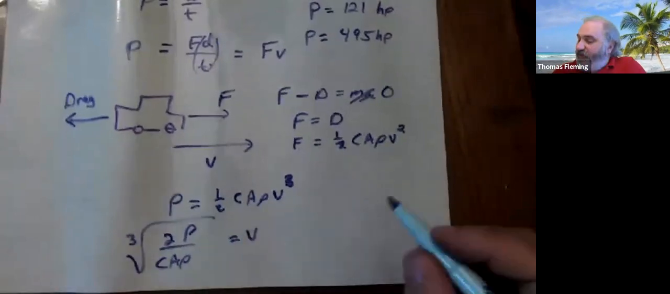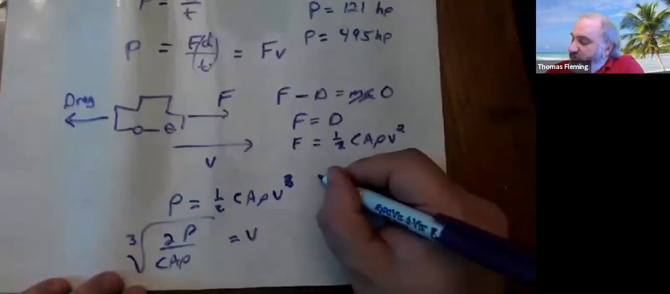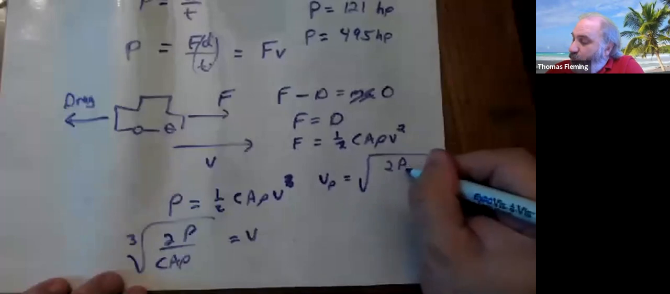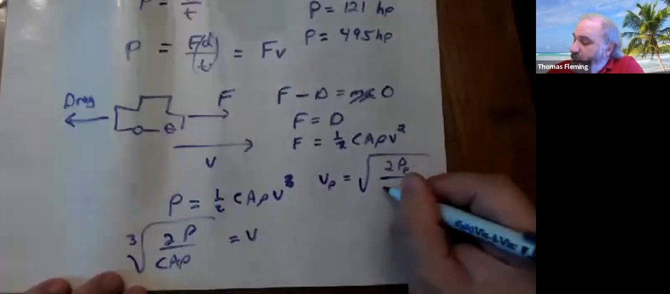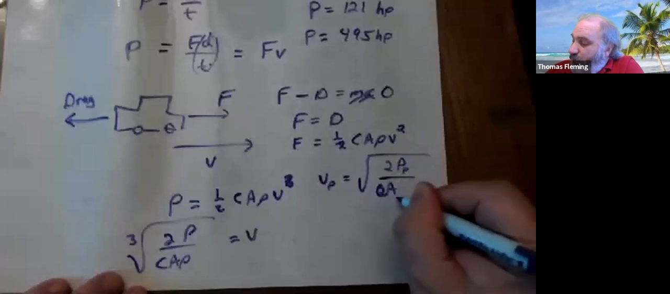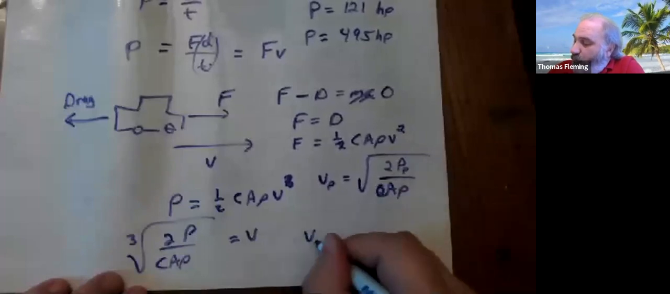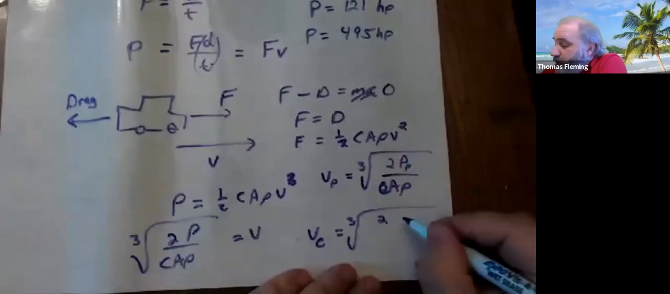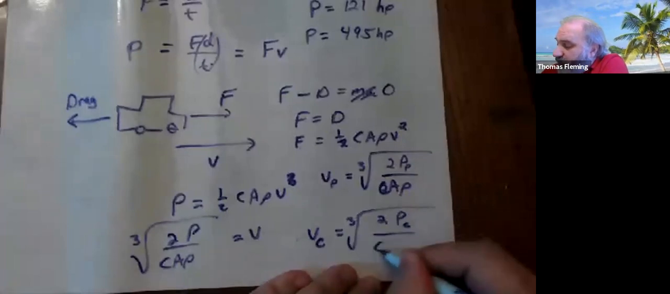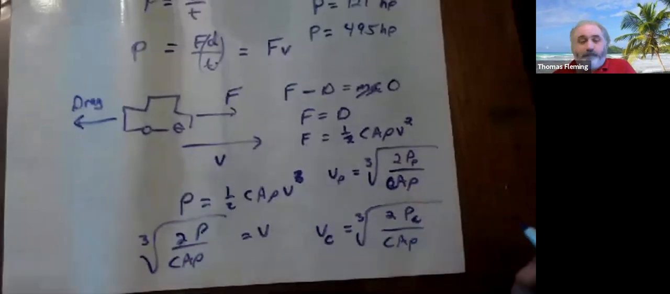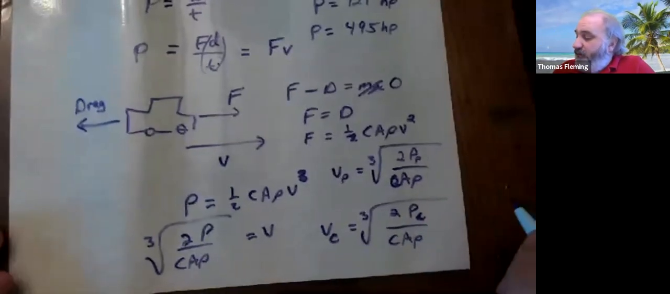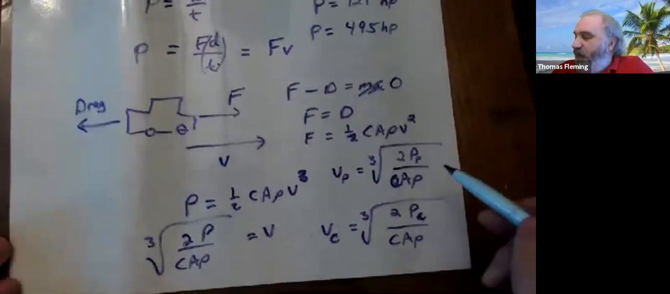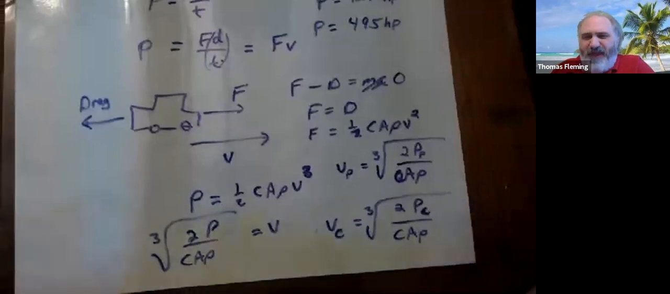But what's going to happen is, if I do the velocity for my Prius, that's going to be 2 times the Prius horsepower, I'll call that P sub P, over CA rho. The velocity for my Corvette is going to be 2 times the power of the Corvette over CA rho. If these two formulas are so similar, one trick that I often will use is I'll divide one by the other.